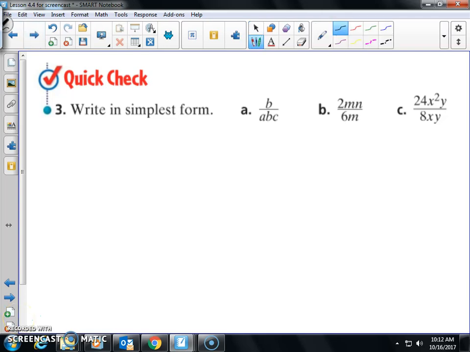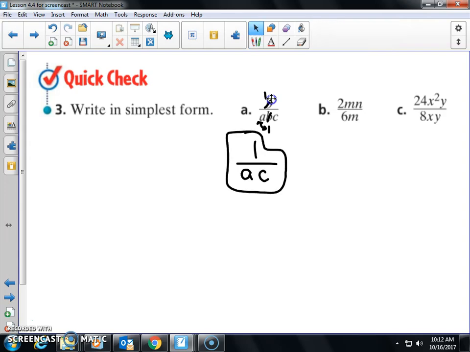Okay, so looking at the first one, I don't see any numbers to work with. So I'm going to look at the b's. I see a b on the top and a b on the bottom. B divided by b I know is 1, or 1 over 1. So the b's turn into 1s. I don't see anything else common in the numerator and denominator. So my new answer, 1 on top. On the bottom I have a times 1 times c. Well, I know a times 1 is just a, and I'm going to take that times c. That's my answer, 1 over ac.